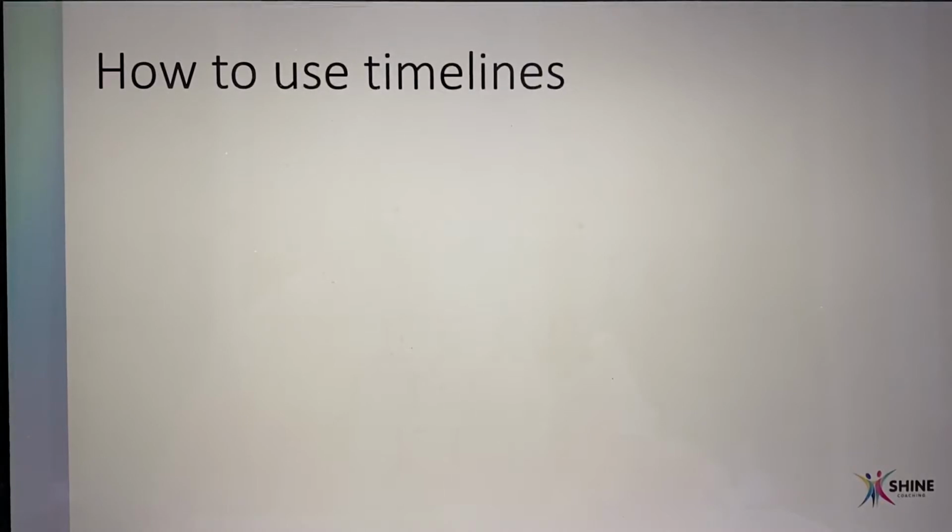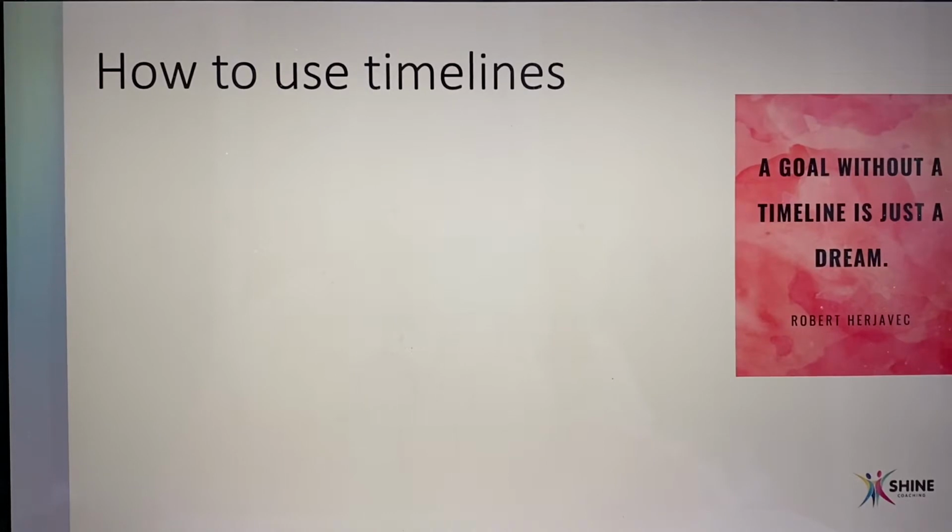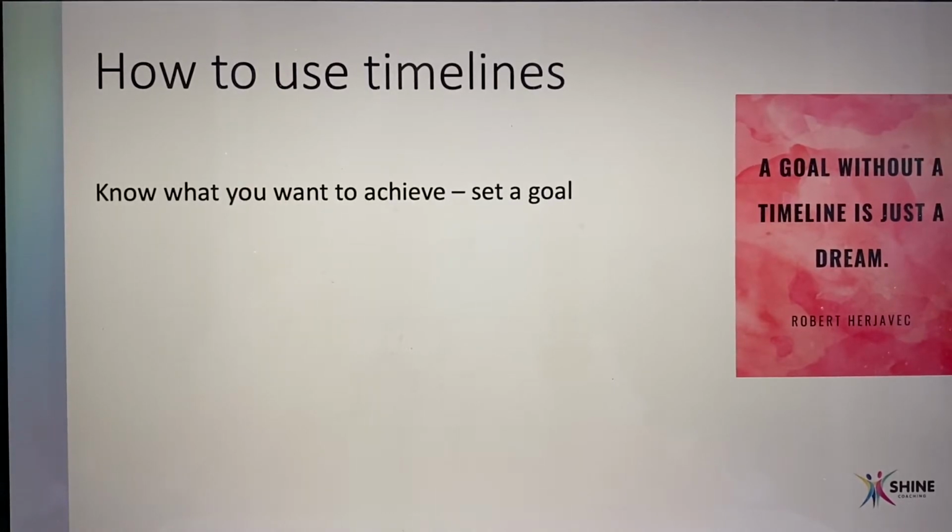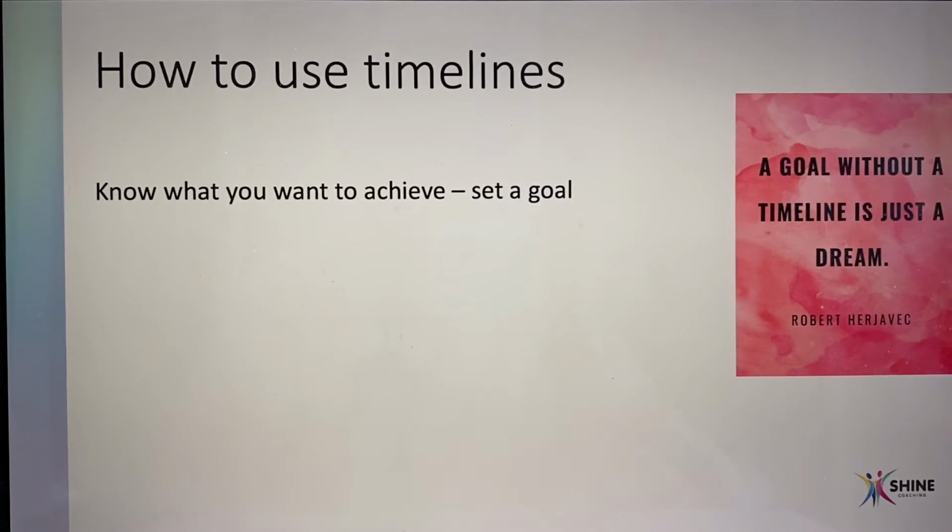So how can you use timelines? Well, first of all, you need to know what you're going to achieve and set yourself a goal. We can use SMART goals for this. That's a great way of using goals. SMART goals are those that are specific, measurable, achievable, as in you believe you can achieve them, relevant to you and your lifestyle, and they are time bound. So you know that they've got a time in mind that you're going to achieve them by.